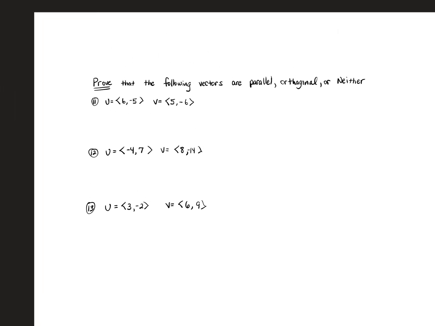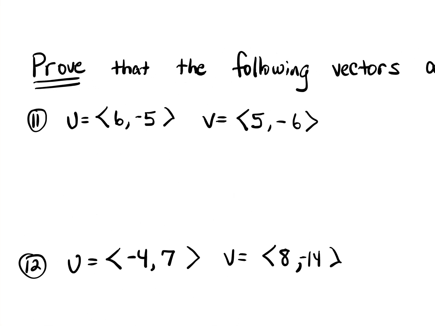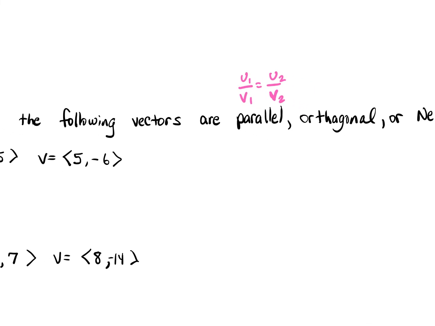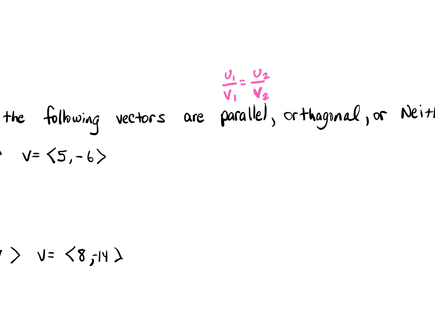So the last three questions say, prove that the following vectors are parallel, orthogonal, or neither. So if two vectors are parallel, they have to be proportional. So I'd put u1 over v1, and it has to be equal to u2 over v2. So like the first number in vector u over the first number in vector v has to be equal to the second number in vector u over the second number in vector v. If two things are orthogonal, if you take the dot product and they equal 0, it means they're orthogonal. And then if neither of these things are true, then it's going to be neither.